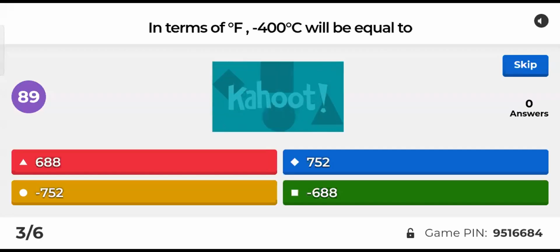Now this is good. In terms of degrees Fahrenheit, minus 400 degrees centigrade will be equal to? So F equals 9 by 5 times C plus 32. Solve it. 1.5 minutes. Sir, I made a mistake in haste. Sir, there is time, sir, we can do it. There is a lot of time.